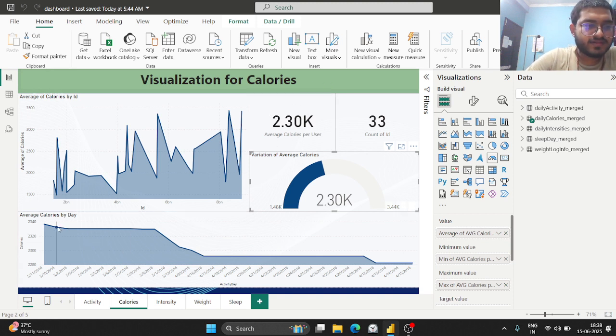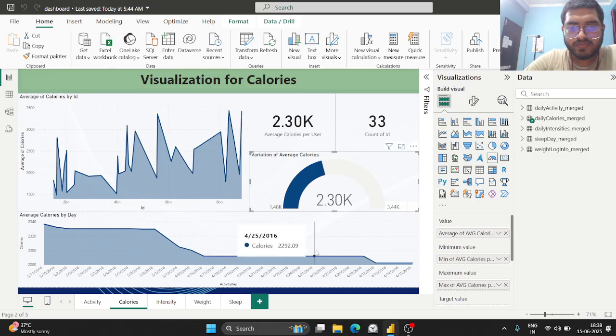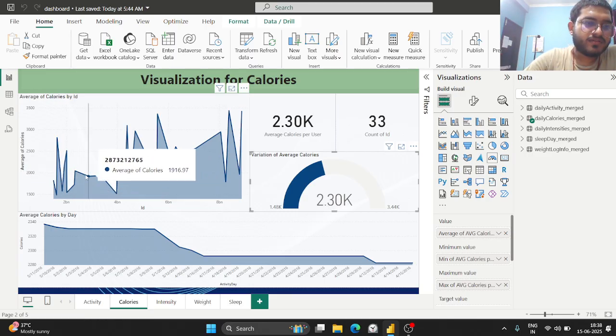Now we have the area chart. This is the average calories per day. If we go to a particular date, we can see the calories burned for the 2nd of May were 2330 calories. And this is the average of the calories by user. We can look at the calories for each user.